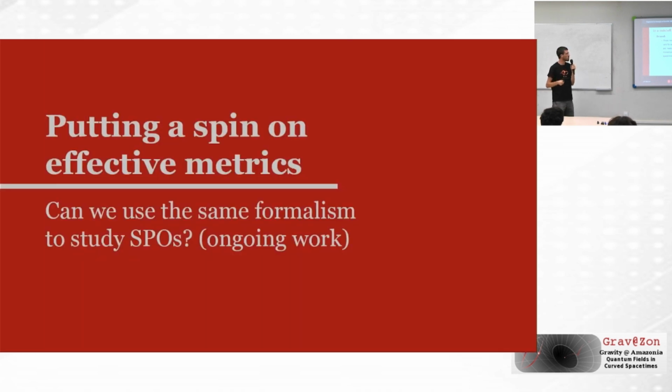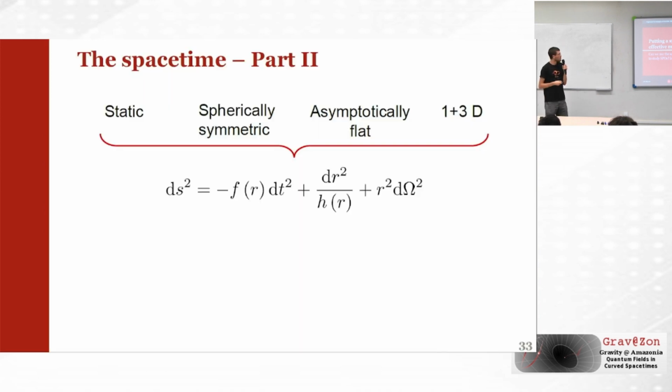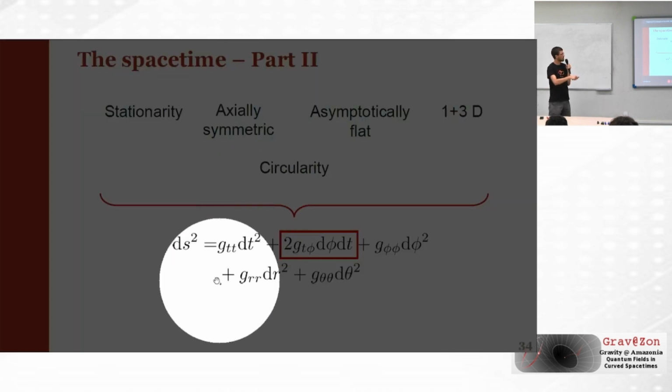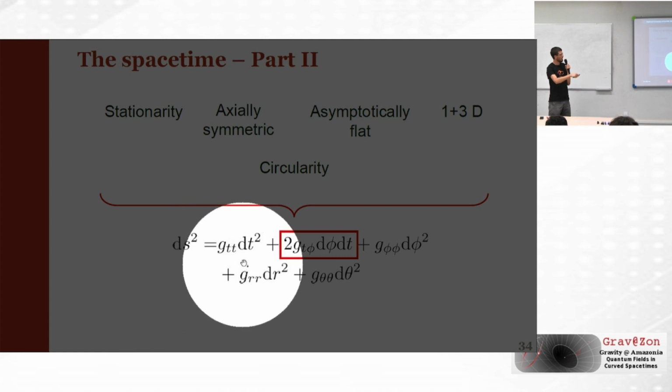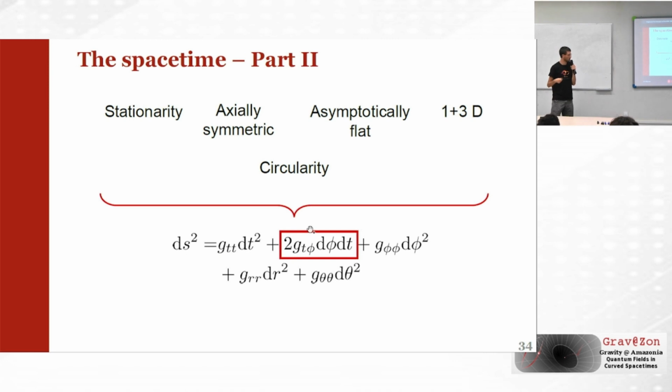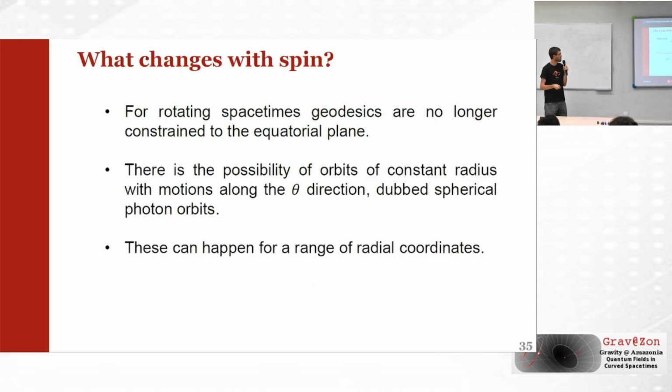So now I will try to put a spin on the formalism and consider rotating spacetimes and see what we can extract. So I will drop the staticity and spherical symmetry in favor of stationarity and axial symmetry, impose the additional constraint of circularity, and what we end up with is this general line element with this odd term that we didn't have before, which is off diagonal, and will give us a lot of problems if we try to do the same thing we did before.